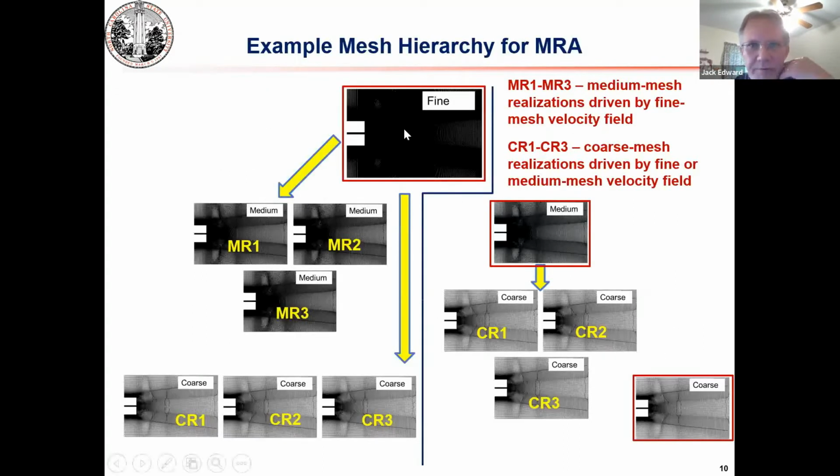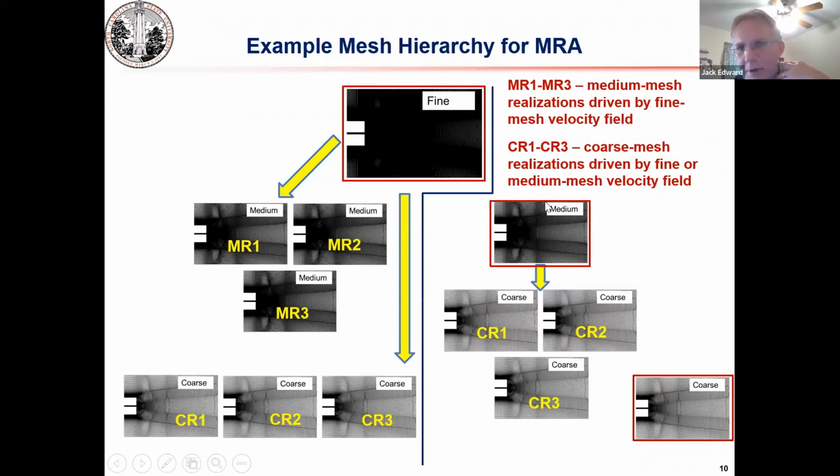So here's an example of a mesh hierarchy. Let's say you've got this fine grid here, and then you've generated 3 medium level grids, and maybe 3 coarser grids, each one of which you're putting in a different subgrid model, for example. So you could have this set of data be driven by this fine grid velocity field. You could also filter this data to the coarse grids and have these 3 realizations driven by, again, a filtered version of the fine grid velocity field.